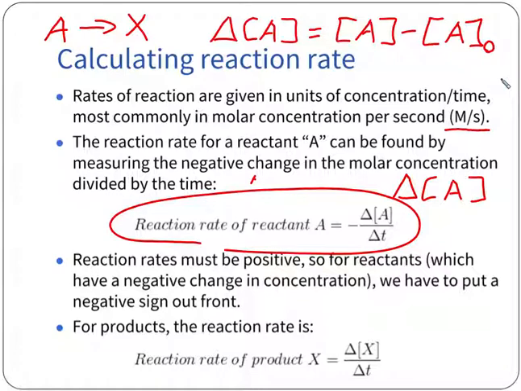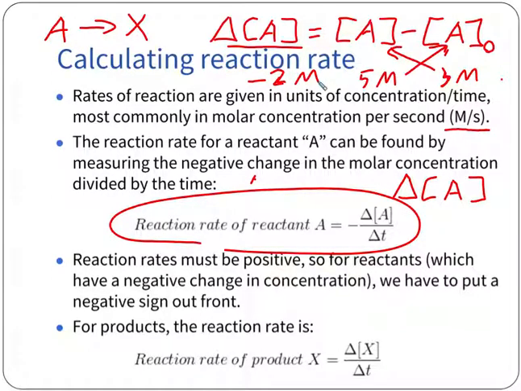So if we know that a substance were to start at a concentration of 5 molar and end at a concentration of 3 molar, then we would say that the final concentration is 3 molar, put that up here. The original concentration was 5 molar, put that up here. And so in this case, our change in concentration, delta A, would end up being -2. And so -2 molar would be our change in concentration there.